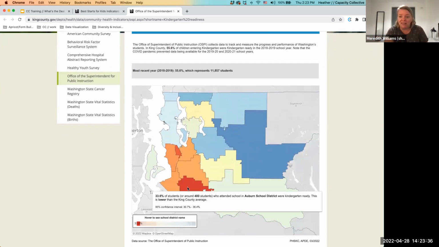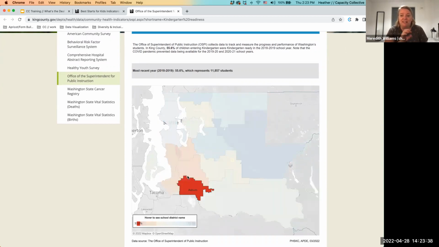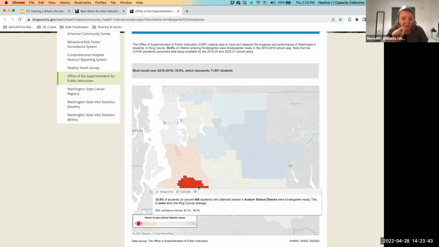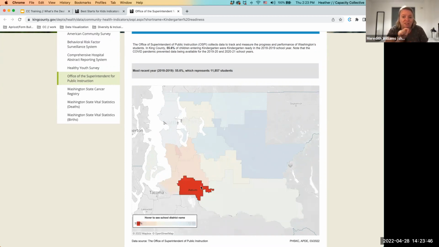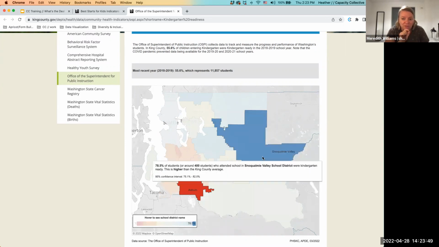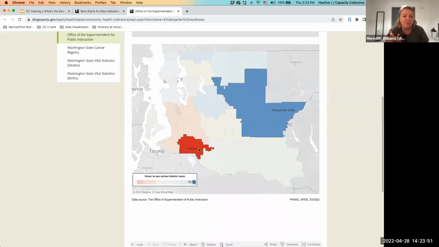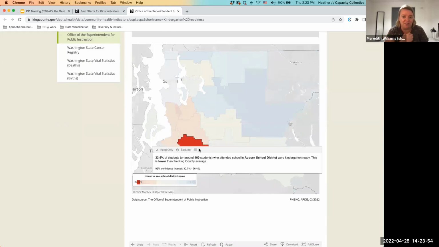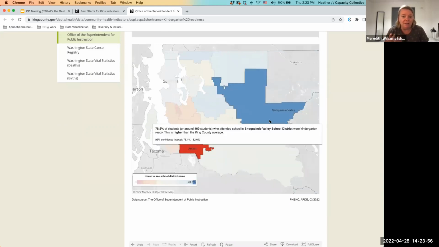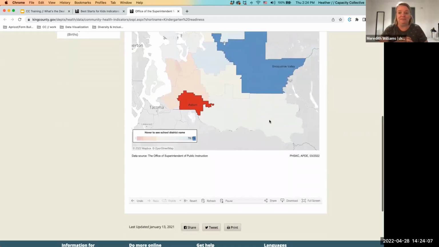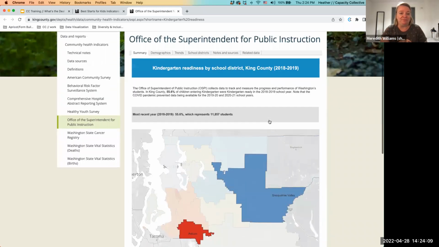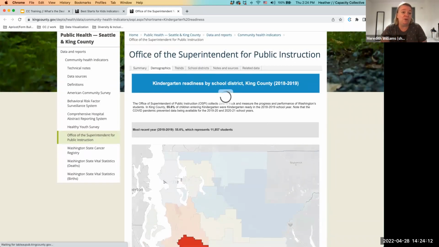So you can click on kindergarten readiness and it gives you this interactive map. So when you hover over particular areas, it will tell you a percentage of readiness, right? So if you are over Auburn, you'll see it's 33.6% kindergarten readiness. Snoqualmie, blue, tells you it's 78.5% ready, right? That's a huge difference between Auburn and Snoqualmie, right? Pretty interesting. So that can help tell you where your clients are.